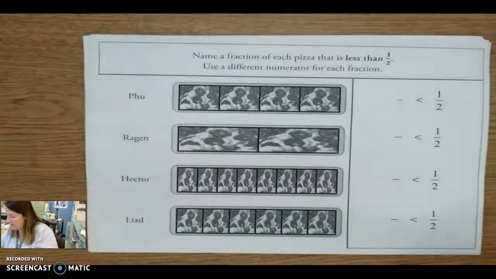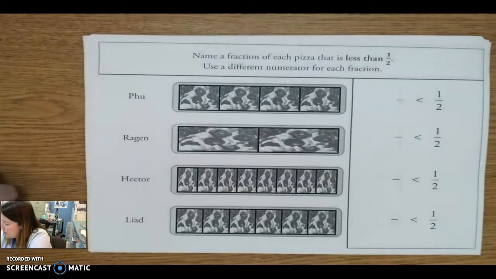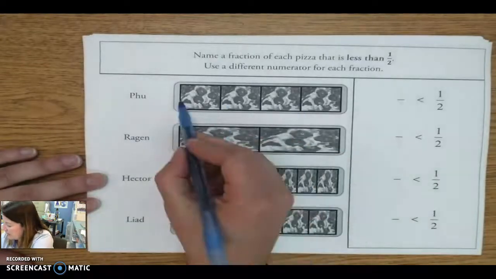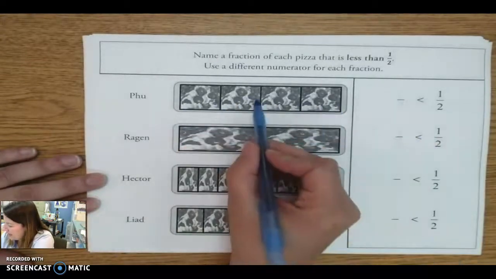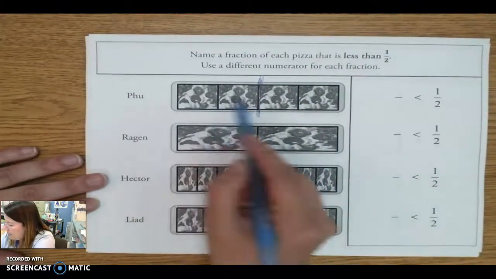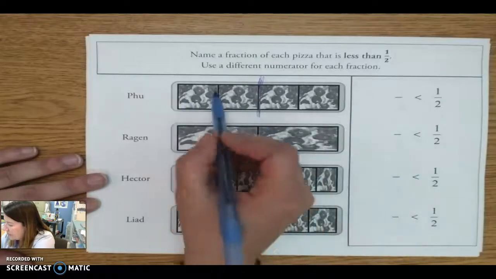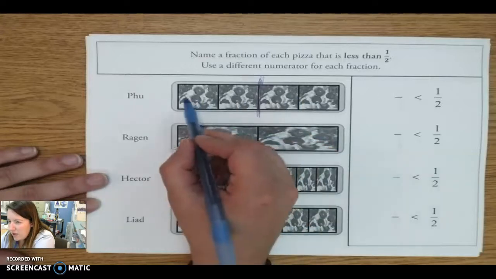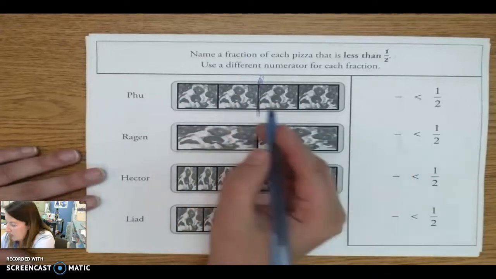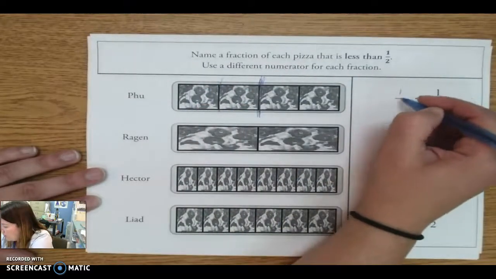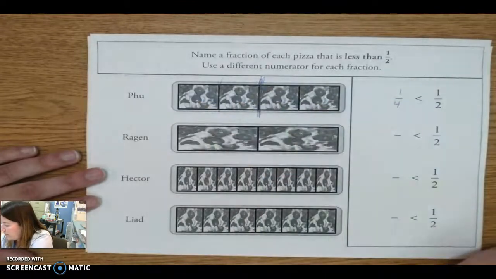Let's look at the next page. It says, name a fraction of each pizza that is less than a half. Use a different numerator for each fraction. So let's look at this first pizza. All right, I want to know what's less than a half. So this is a half right here. Well, what fraction would be less than a half? So would like 3/4 be less than a half? No, that would be way over here. 2/4 is exactly a half, so what would be less than a half? Well, like this one right here. So just that one piece, so like 1/4 would be less than a half.